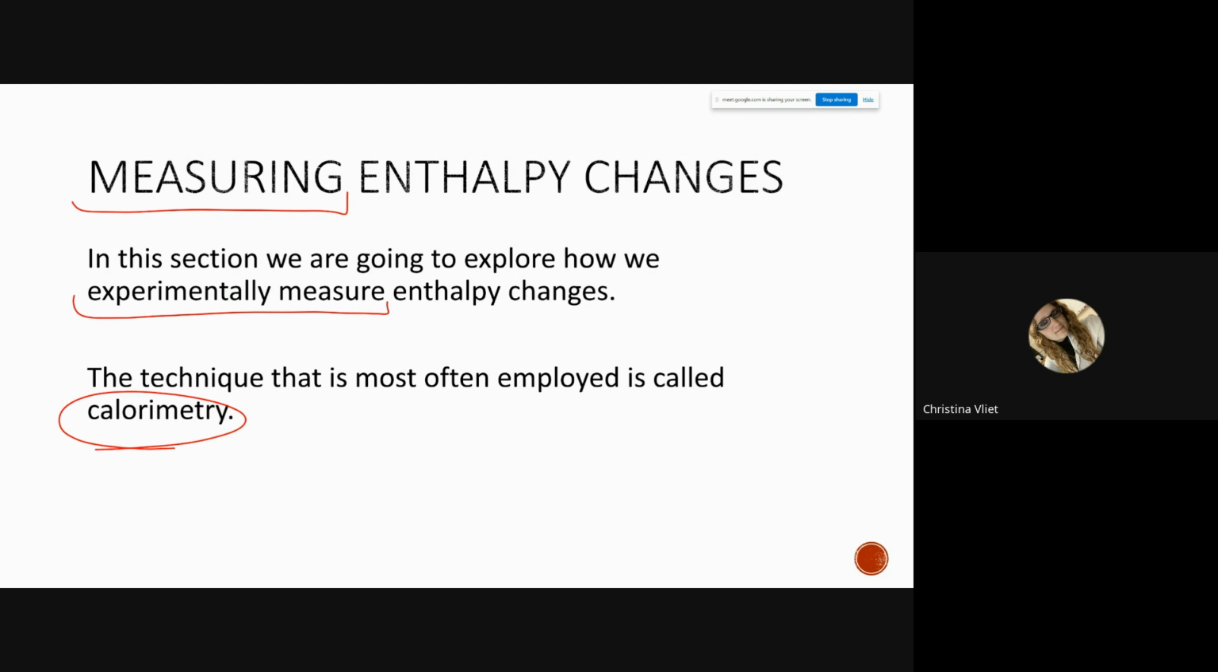Anyway, going back to what we were saying, measuring enthalpy means we are going to be measuring how much energy is going out or how much energy is going in. So what will we need to be able to do that? How can we do this? It is actually one of the simplest experimental setups you'll ever see.